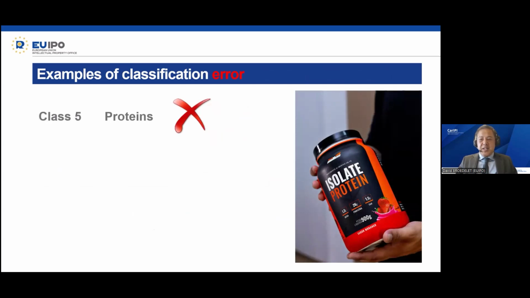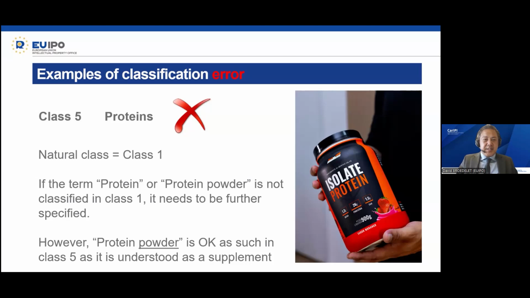Another error that we sometimes see is this. They have in class 5 the term proteins. This by itself is not sufficient. This is because the natural class of proteins is class 1. If you look at the database, you see that proteins are in class 1. If it is not in class 1, like here in this example in class 5, they need to specify it better.